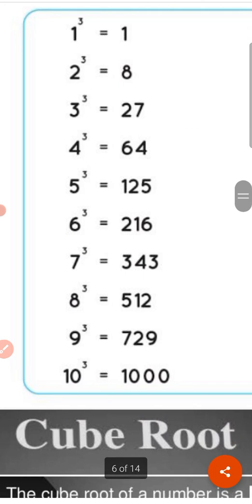1 cube 1, 2 cube 8, 3 cube 27, 4 cube 64, 5 cube 125, 6 cube 216, 7 cube 343, 8 cube 512, 9 cube 729, 10 cube 1000. Okay. Learn this, children, the cube of first 10 numbers. Okay.